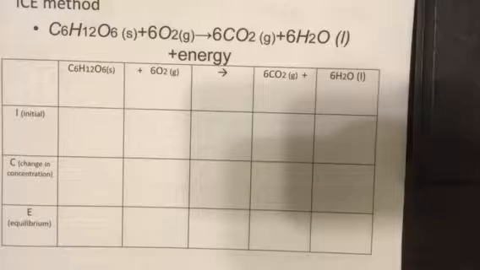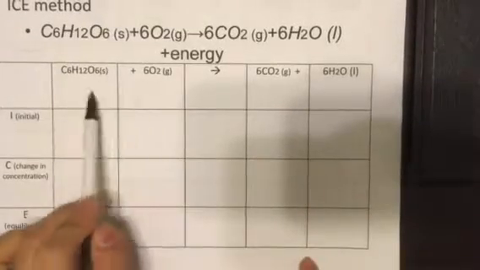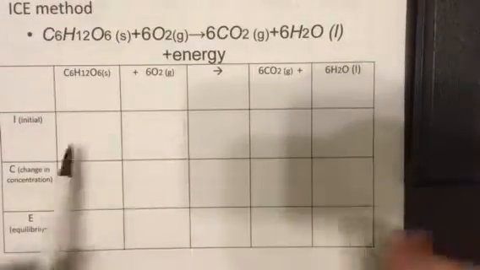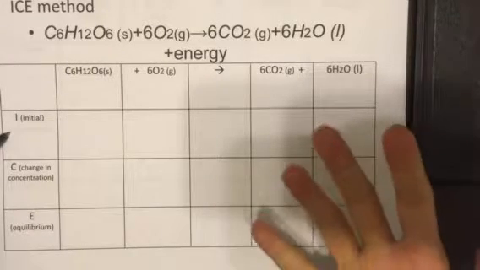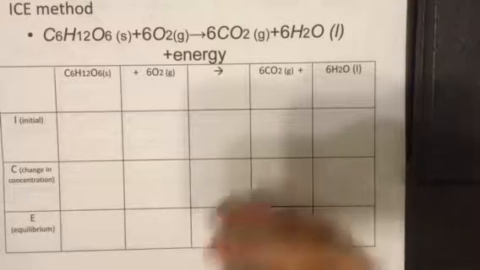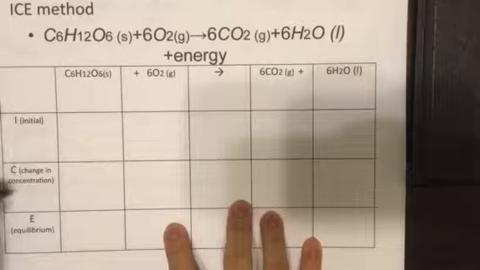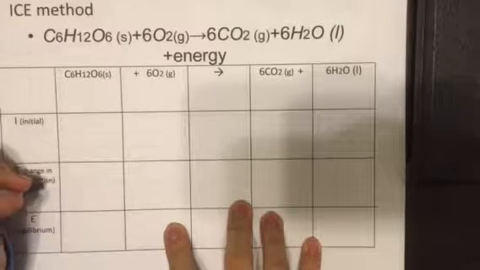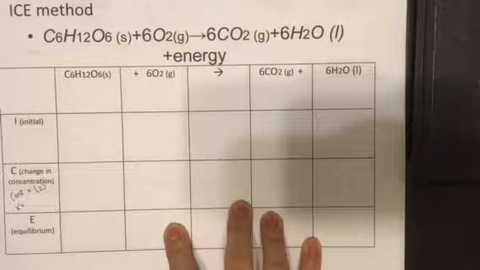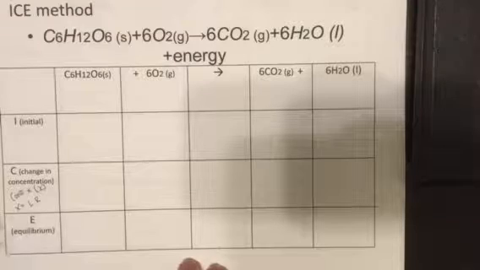Okay, so let's talk about the ICE method using the same examples from before. The ICE method chart looks like this. You're going to divide up your reactants and your products, and then you're just going to put ICE. I stands for initial, what you're starting with, and C is the change in concentration. For these types of problems, you find that by taking the coefficient and multiplying it by X. In this case, X is going to equal the limiting reagent, okay? And then E is equilibrium.